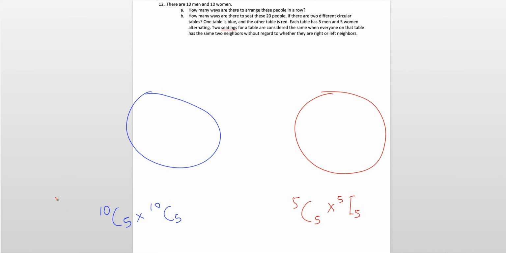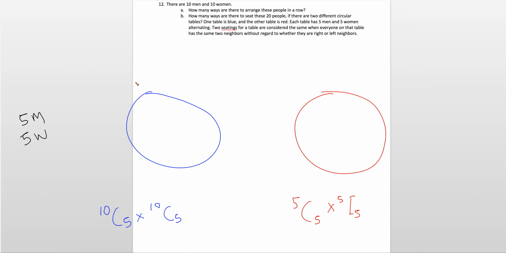So by now, each table will already have 5 men and 5 women. Then how many ways are there for us to put the 5 men and 5 women around this table? Again, there is another condition that says they have to be alternating. That means if you put a man, then the next one has to be a woman, and then a man, and then a woman, and so on. To simplify this problem, let's take the men first and put them around the blue table.